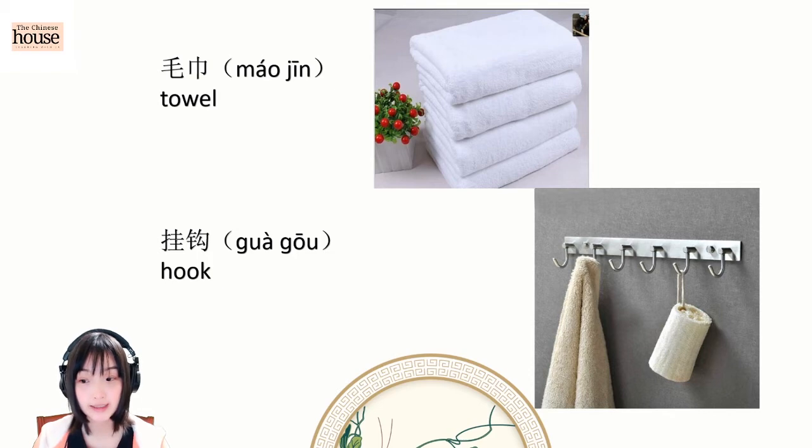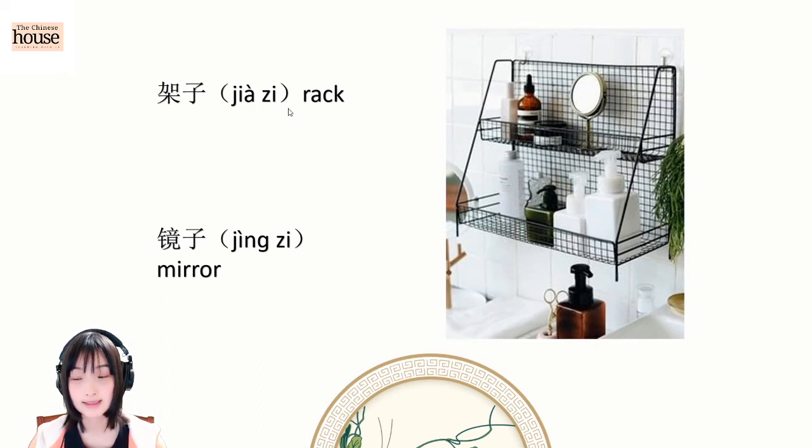And then hook. 挂钩. 挂 means hanging. 钩 means hook. 挂钩. And then 架子, rack. 架子. Remember this is light tone.